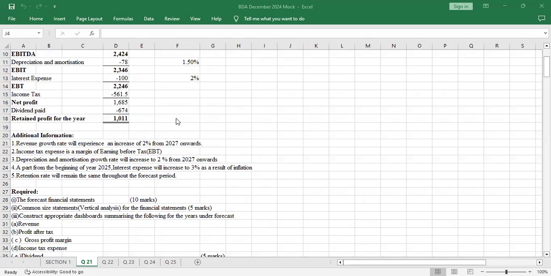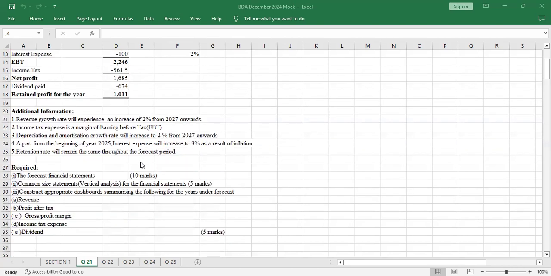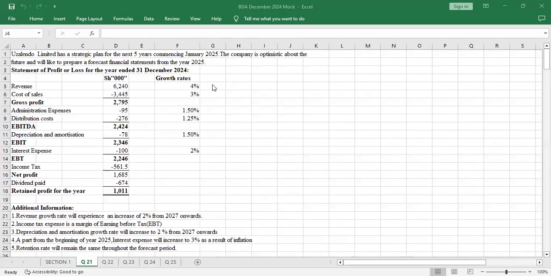Number three, construct appropriate dashboards summarizing the following for the years under forecast. A, revenue. B, profit after tax. C is the gross profit margin. D is the income tax expense. Then E is dividend. Yes, I'll do the question. So I'll start with the forecast.